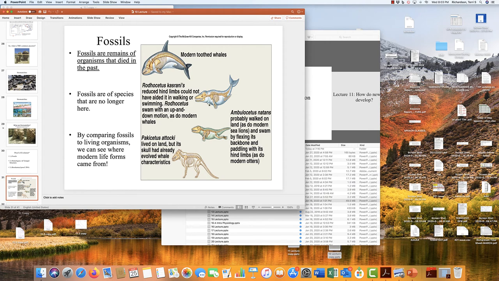And it says this one swam with that up and down motion like modern whales do. And so we have established these evolutionary chains where we can see what evolved from what evolved from what. And sometimes things are left over, like the hip bone in the modern whales.